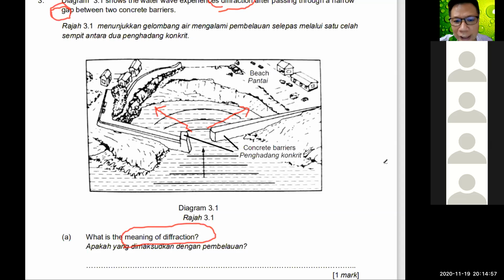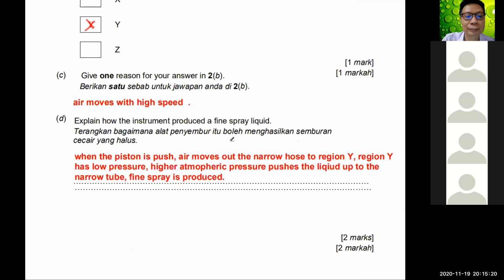Yes, so Hui Xin said it's a phenomenon where the wave spreads out. The wave gets spread out when it passes through an aperture. She used the word aperture. Aperture means a gap. Gap is a more common word, but in scientific words, we say aperture. Okay, now you see the answer.